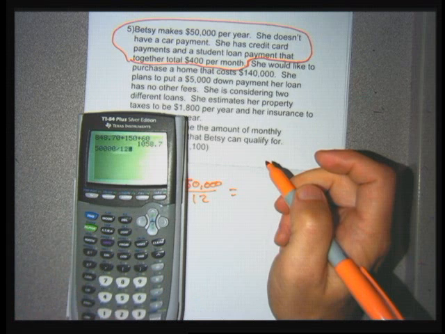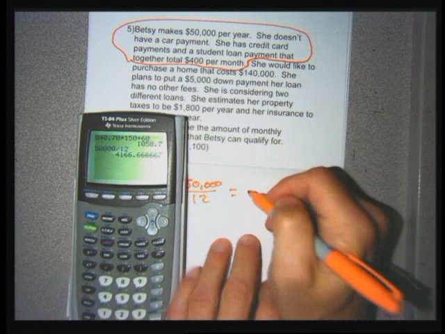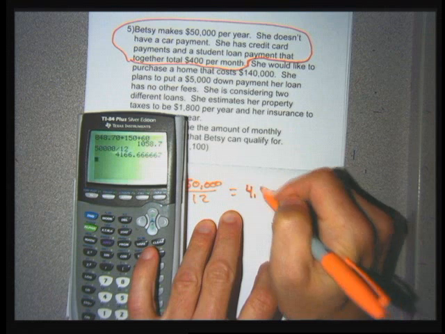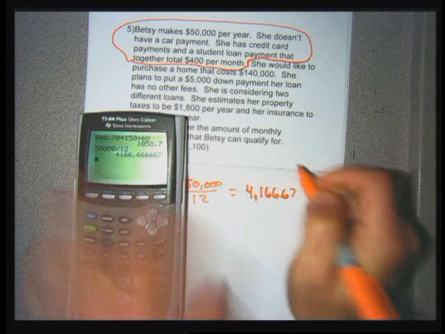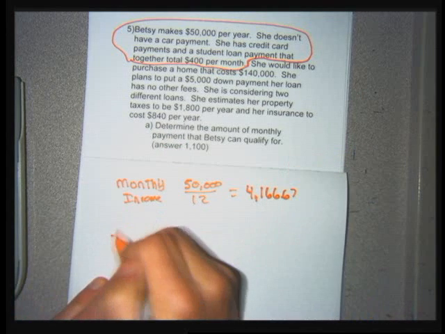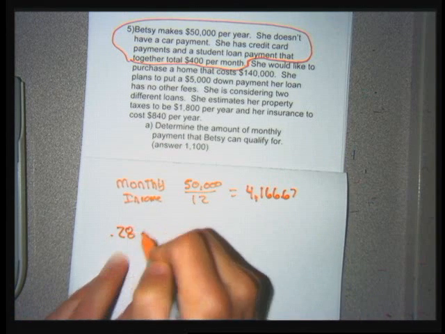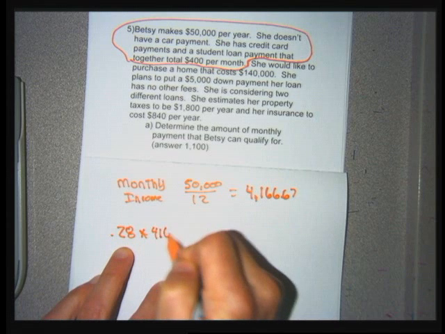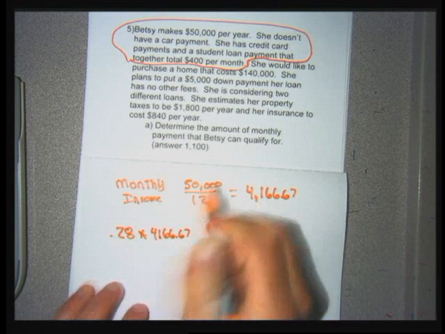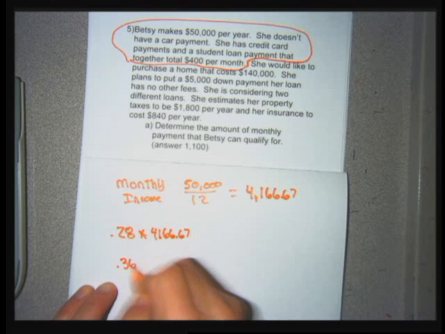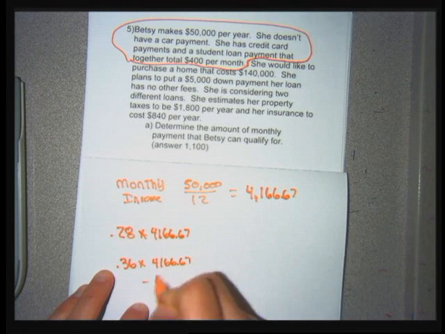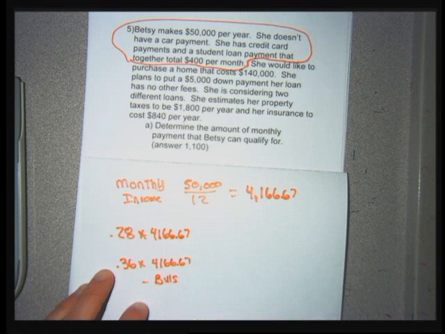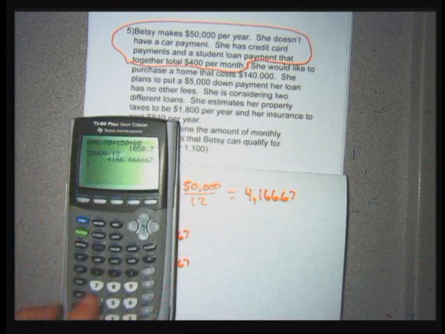So to do how much she can qualify for each month, I get her monthly income, which I'm going to say is $4,166, and I'm going to round to 67 cents. Fourth time we're doing this, so hopefully this is getting to be routine. I need to find 28% of her income and 36% of her income less bills and take the smaller of the two amounts. So first I'll do 28% of her monthly income.